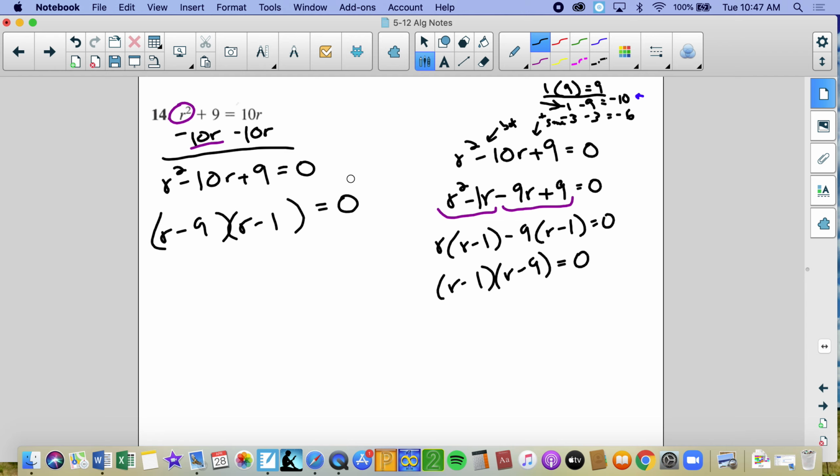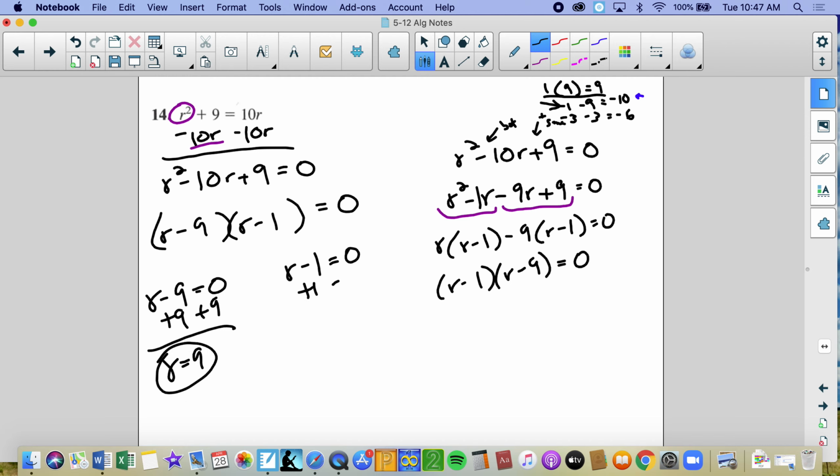And now, since this product is equal to 0, we know that one of these must equal 0. When r minus 9 equals 0, we're going to add 9. r equals 9. We're going to add 1. r equals 1. So my solutions are 1, 9.